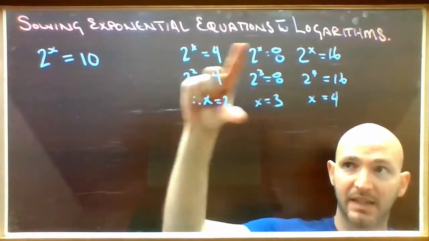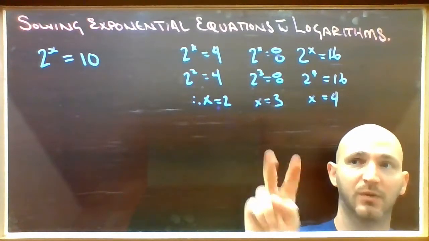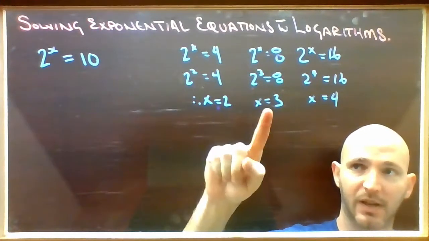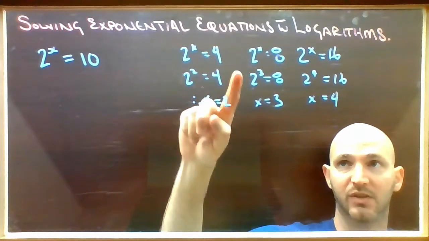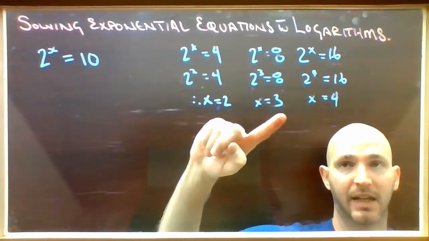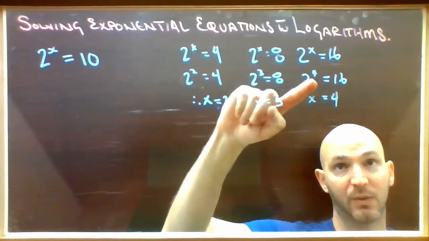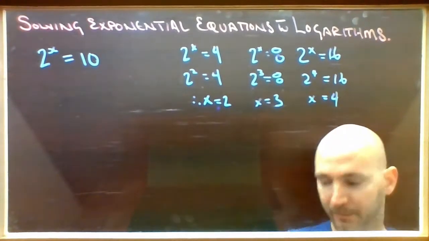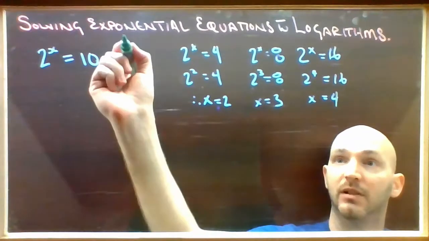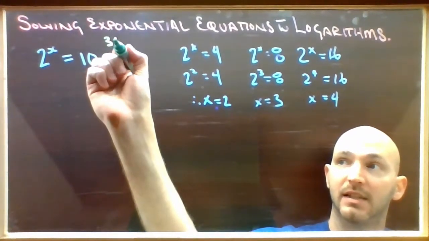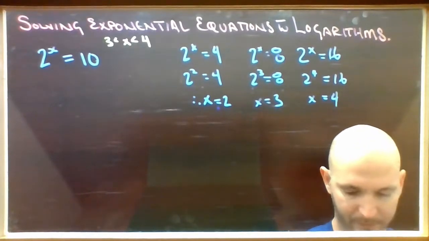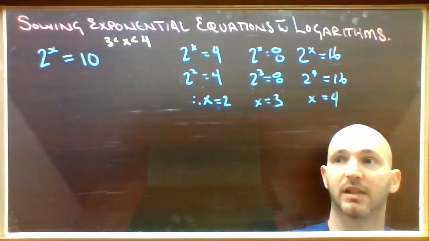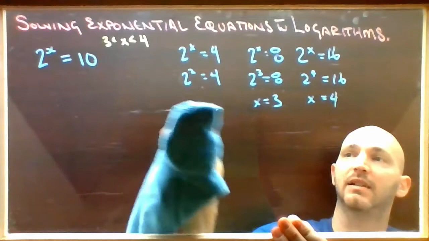But just based on this, I'm going to note that my answer to this question has to be a little bigger than 3, because 2 cubed is only 8. And it has to be less than 4, because 2 to the 4 would be too big. So I'm just going to jot that down. 3 is less than x is less than 4. So I'm just going to clean this up to make some space.